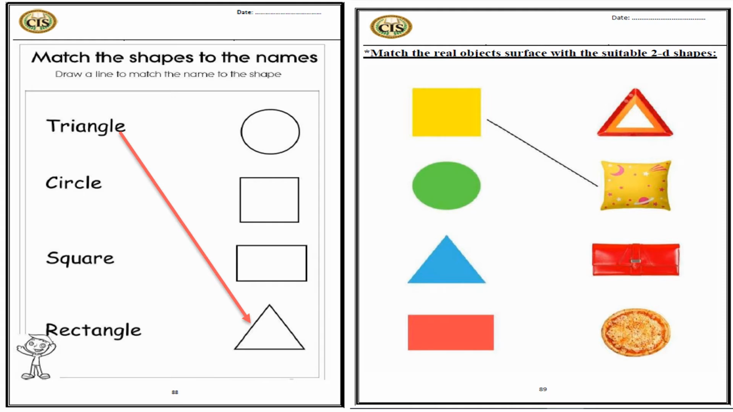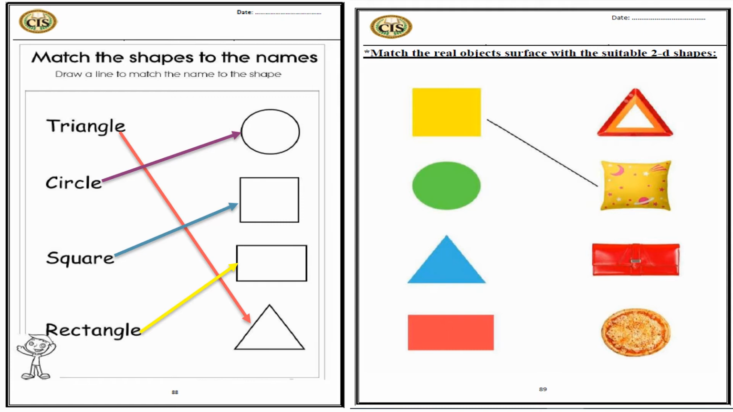And second name of shape is circle. Which one of the shapes is circle? It's the first shape. Then we have square. Which one of these is a square? The second or the third? It will be the second shape. Then the last one is rectangle. This is the rectangle.